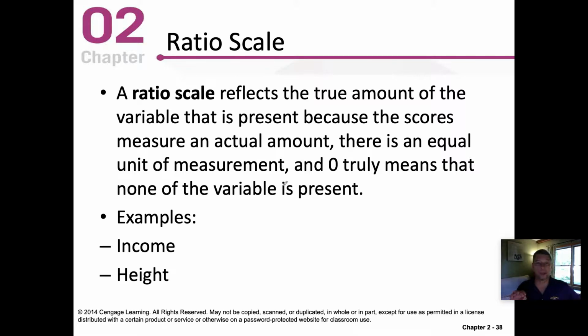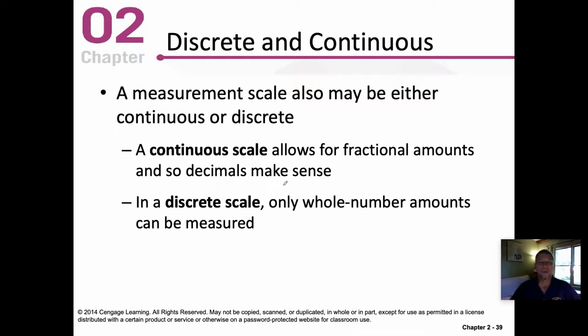So it's important that you know what kind of scale you're actually working with when you make measurements, or when you read a scientific study that is reporting measurements. Now, another thing that you need to keep in mind is whether the measurements that you're making are discrete or continuous. So there's 2 different ways that you can look at this. A continuous scale allows for fractional amounts, and so decimals make sense.